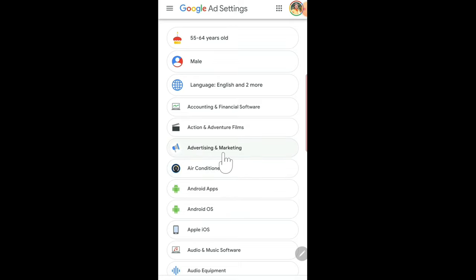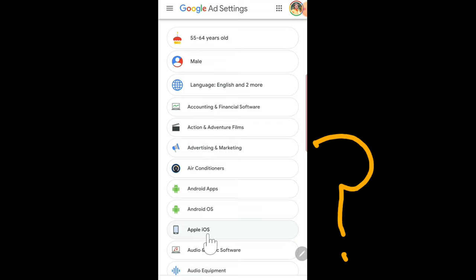Advertising and marketing, I can see that. Air conditioners, I don't know why that would be on my list. I have had air conditioning adventures in my life, but nothing so extreme that I would be interested in air conditioning ads. But anyway, Android apps, sure. Android OS, okay. Apple iOS, no.